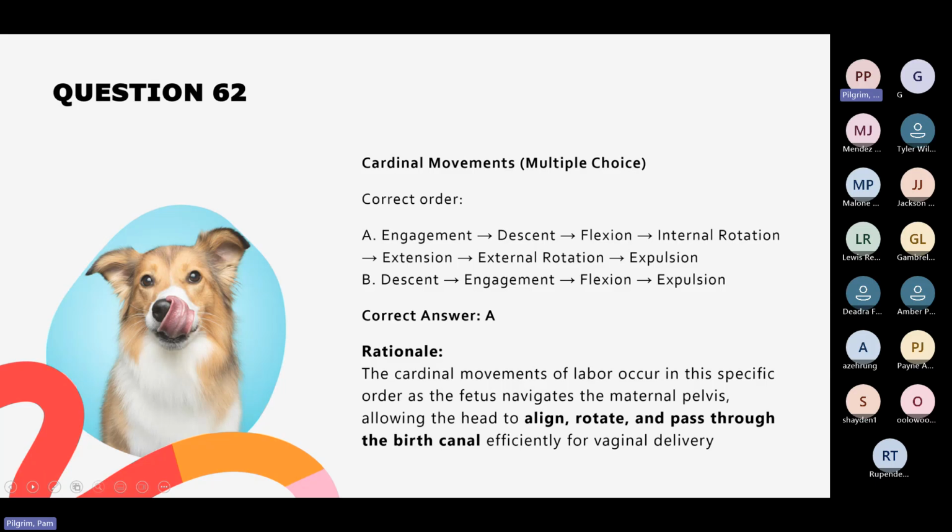The cardinal movements of labor occur in this specific order as the fetus navigates the maternal pelvis, allowing the head to align, rotate, and pass through the birth canal effectively for a vaginal delivery. So engagement, descent, flexion, internal rotation, extension, external rotation, and expulsion.